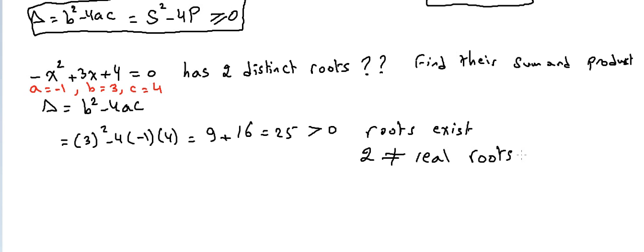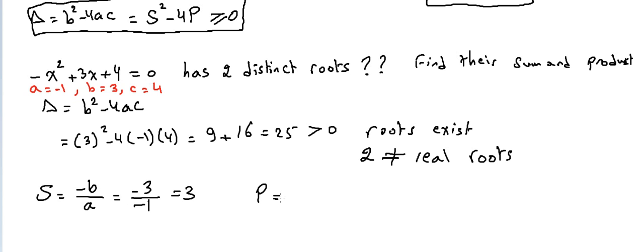We don't have to find the roots. Without finding the roots, we should know their sum and their product. This is very nice because it's simple now. The sum is equal to minus b over a, right? We have b is 3, minus b is minus 3. Over a, we have a, which is minus 1, so the sum is equal to 3.